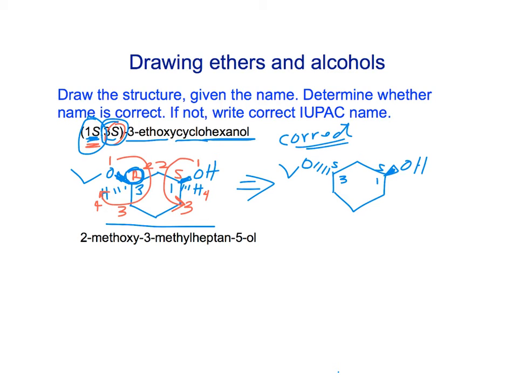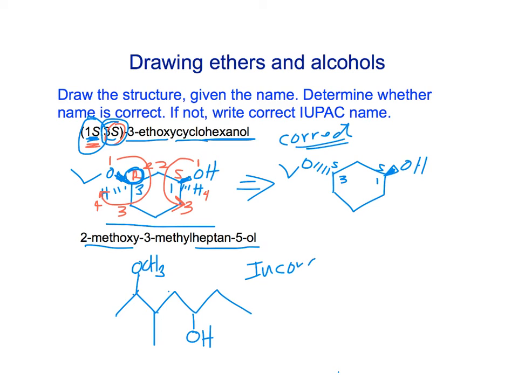All right, let's try the next one. Heptane 5-ol. So 2, 3, 4, 5, 6, 7. Let's count the alcohol. 1, 2, 3, 4, 5. I'm going to put the alcohol right here. We have a methoxy group at 2. And we have a methyl group at 3. All right, so is that correct? No, this one is incorrect. What's wrong with it?